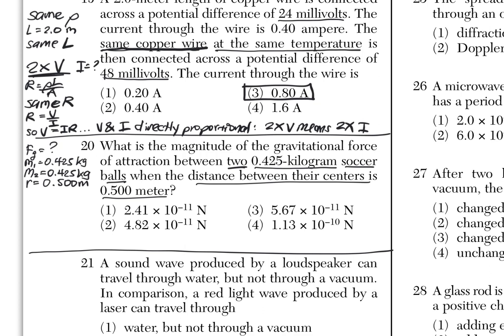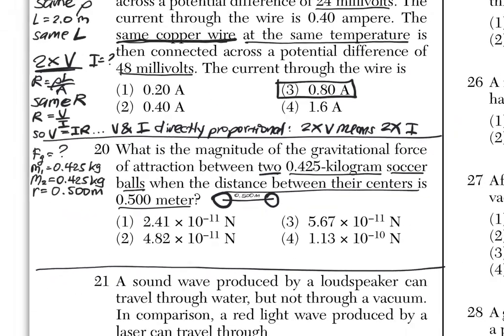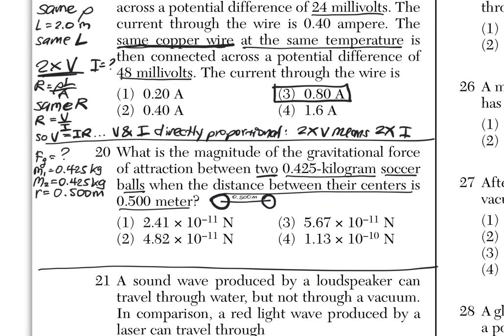My point there, do not feel like you have to cut this in half. Don't be like, oh, the distance between them is 0.5 meters, but it's like radius, so I have to cut it in half because it's actually diameter. No, that 0.5 meters is the actual distance from center to center. So you don't have to do anything to that number. You can just leave it alone. You will need to square it in the equation, but you don't need to cut it in half.